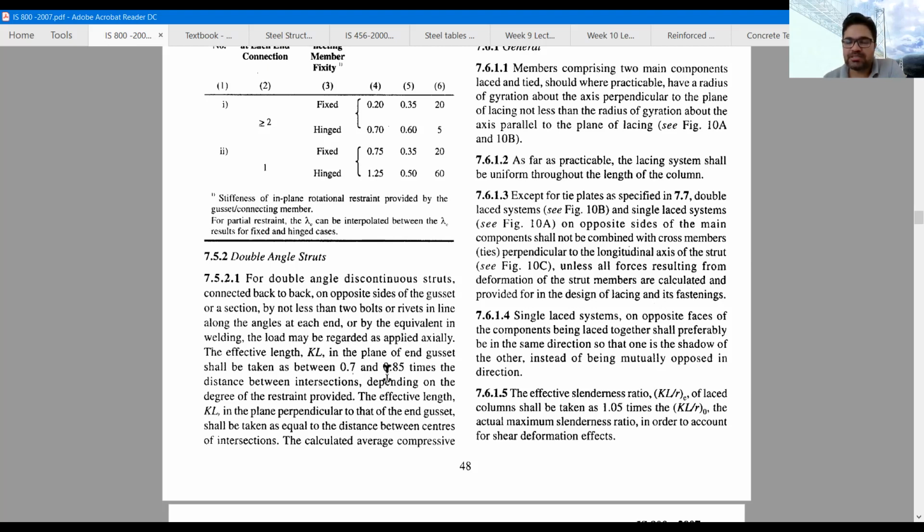Well, in most of the cases, we adopt 0.85 because by doing so, we will be on the conservative side. So that is why in most of the cases, whenever we are trying to find out the compressive strength of the discontinuous double angle section, generally we take the effective length of the discontinuous angle section as 0.85 times L, and L is the clear distance between the sections. So now I will show you this again on the slide.